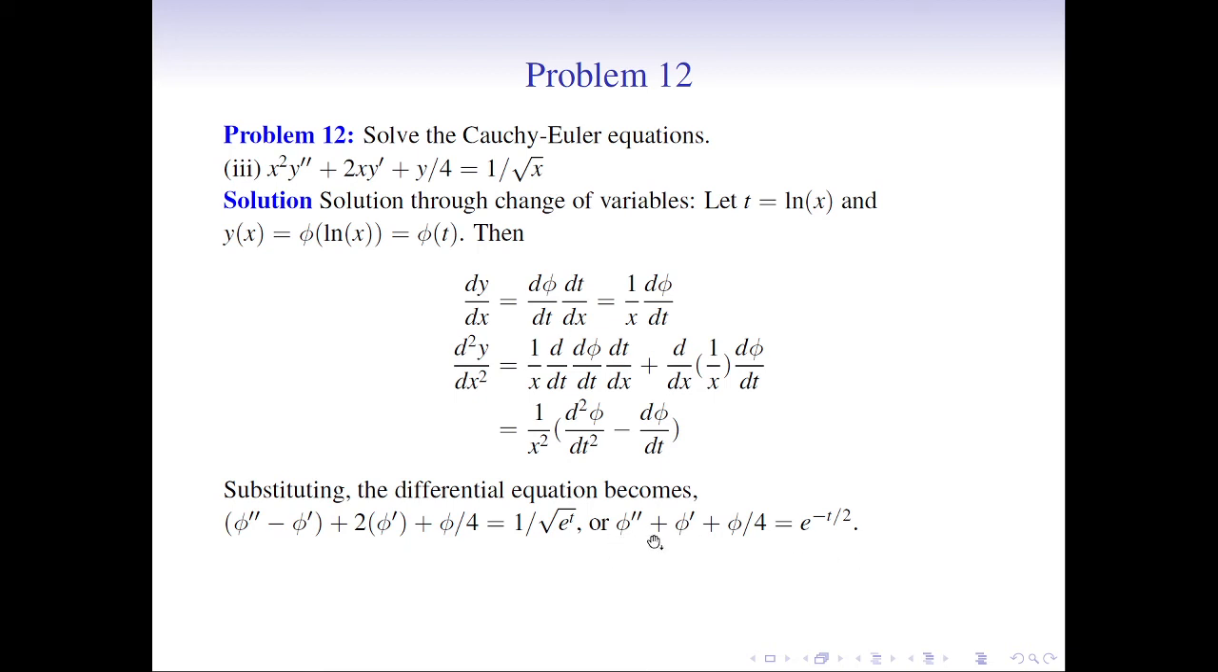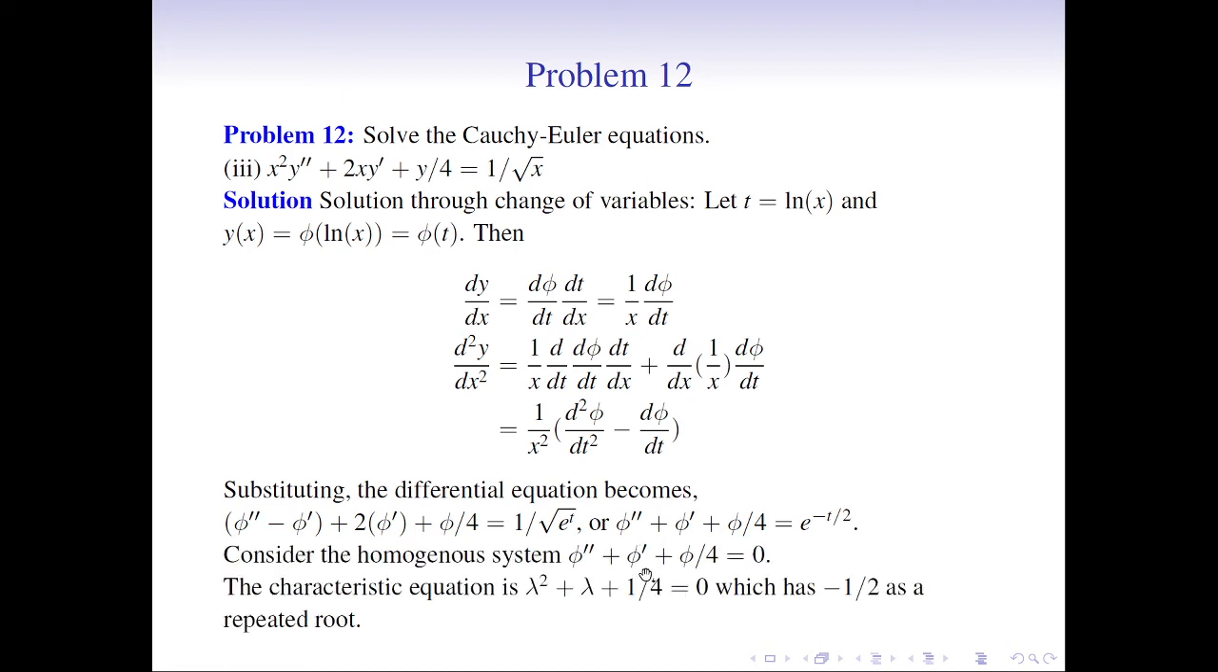And here a beautiful thing that has happened is the following, that here we have phi as the dependent variable, t as the independent variable, and we have this differential equation where the coefficients are constant. So it is easy for us to solve by the methods as we've been doing in the previous problems. So let us continue. Consider the homogeneous system.